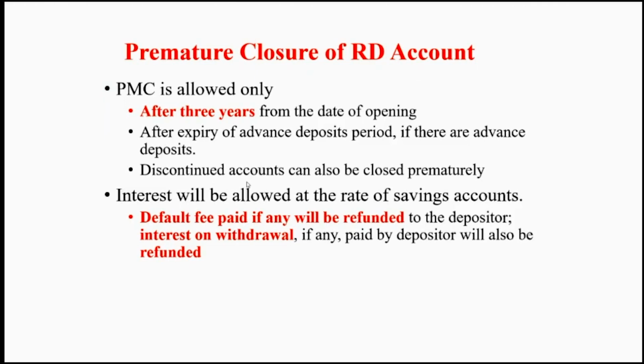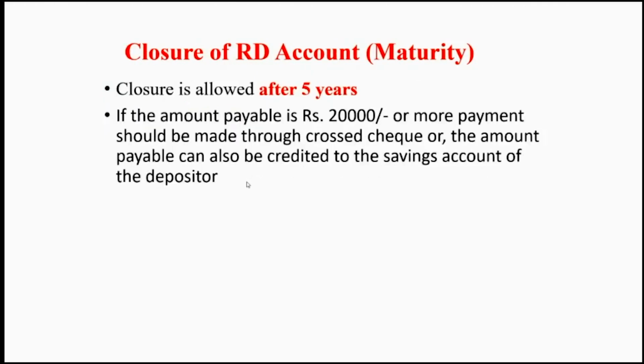So I repeat, PMC can be made in 3 years. We will give only 4% SB savings bank interest to such PMC premature closed accounts, and in case of premature closure, the default fee paid, if any, will be refunded, and also the interest on withdrawal, if anything is paid, will also be refunded.